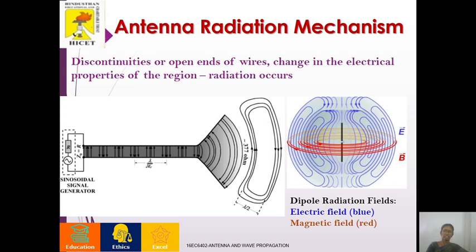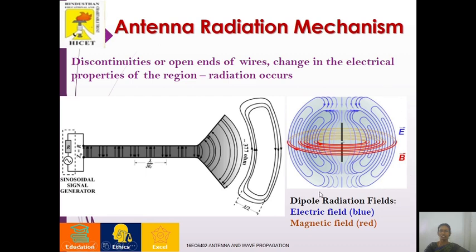Antenna radiates whenever there is a discontinuity or open end exists in the wires. So the open end or discontinuity changes the electrical properties of the region, and this change in the electrical properties causes the radiation to occur. So here I have shown a guided medium transmission line connected to a generator which is opened out at ends. This opened out discontinuity of the transmission line causes the radiation.